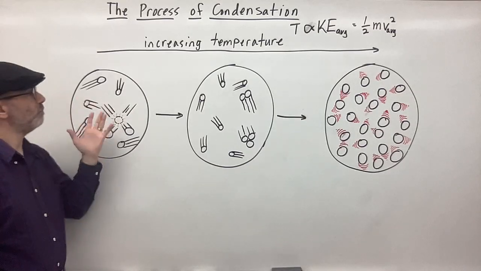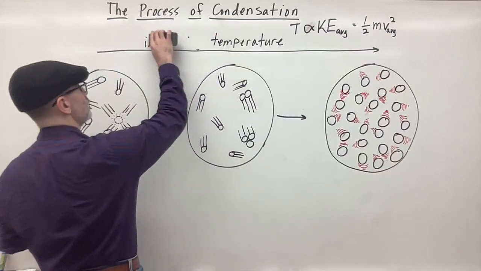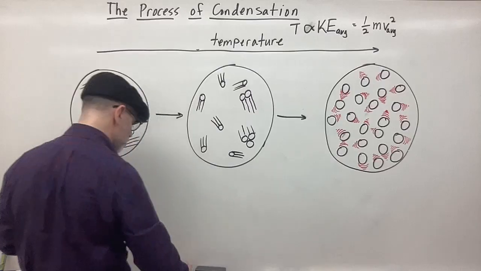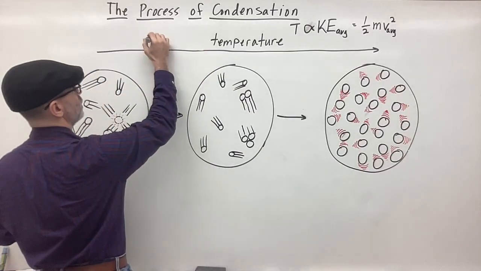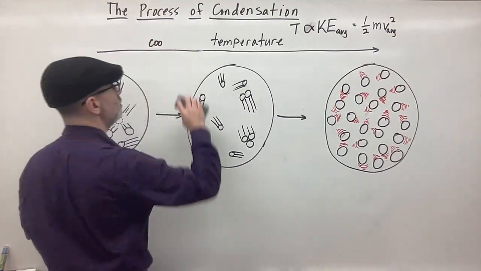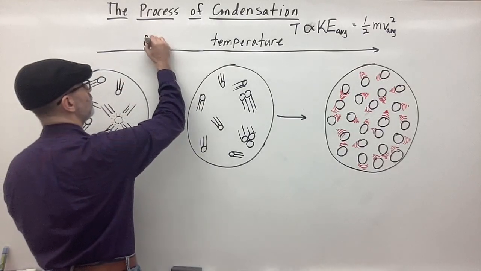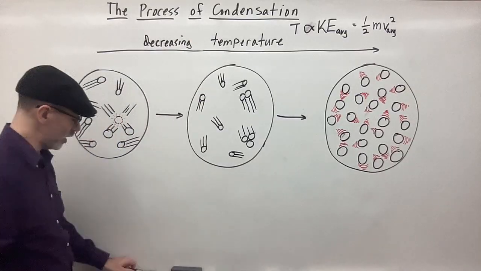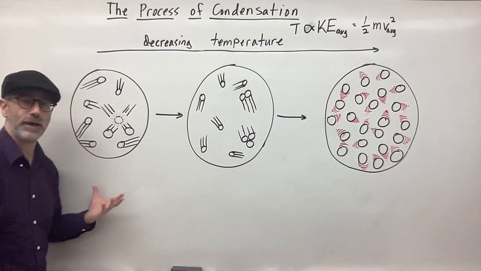I should change this to decreasing because we're talking about condensation. I'll change that later when we talk about evaporation. So this should be cooling, or decreasing temperature. So we're going to decrease the temperature. Okay, we're going to start at a relatively high temperature here, so the particles are moving relatively fast.